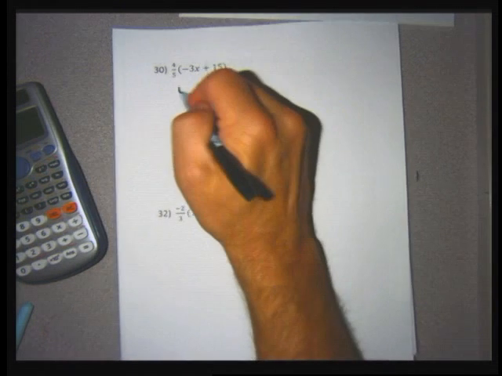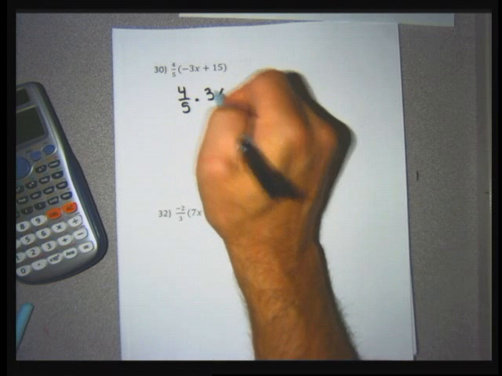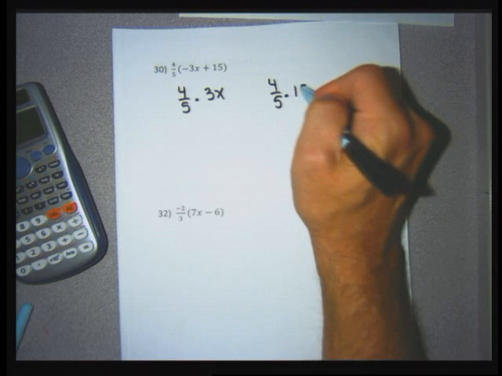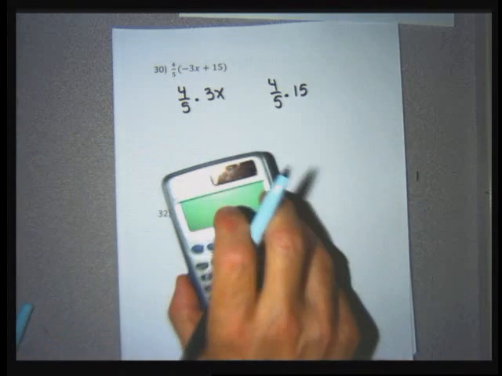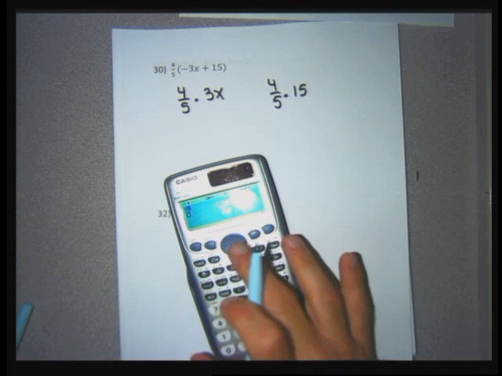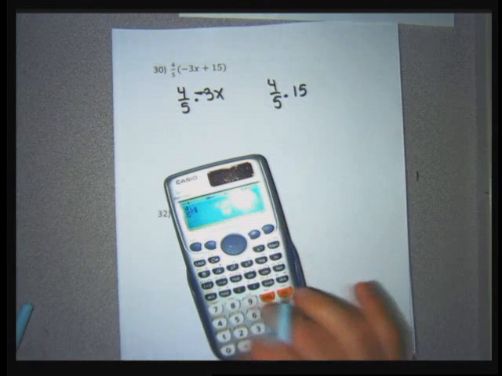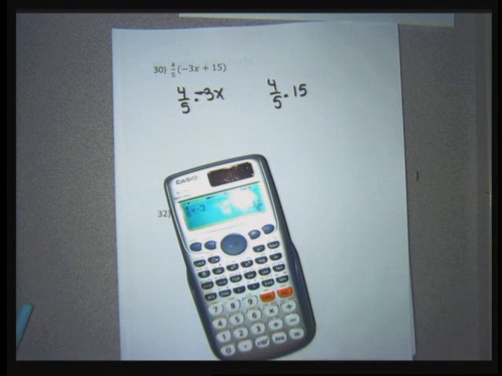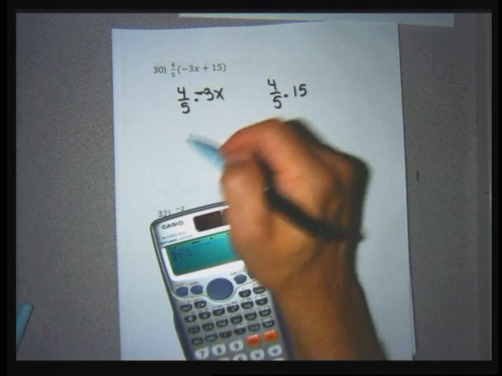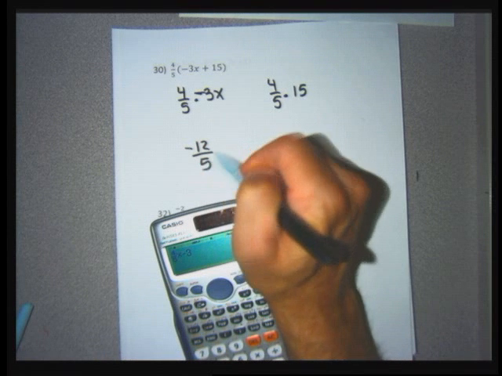30, I have to go 4/5 times -3x, and I have to do 4/5 times 15. I'm comfortable enough multiplying fractions, I don't need my calculator, but I'm going to do the 4/5, forgot the negative here, times the -3. And my calculator tells me that's a -12/5. Again, you have some flexibility with what you do with the negative. I like putting it in the numerator. So I'm going to write negative 12/5 and carry the x.